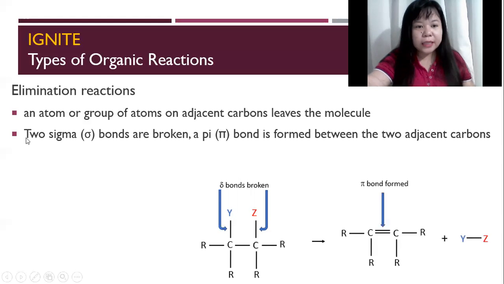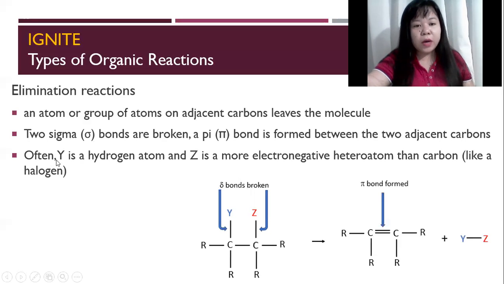So notice that in this case, 2 sigma bonds have been broken and a pi bond is formed between the 2 adjacent carbons. By the way, this is the wrong symbol, so this is the sigma bond. So these sigma bonds are broken and a pi bond is formed between 2 adjacent carbons. So often, Y is a hydrogen atom and Z is a more electronegative heteroatom than carbon, like a halogen. So this could be hydrogen, this could be, say, chloride, and if the sigma bonds are broken, then this would be hydrochloric acid.